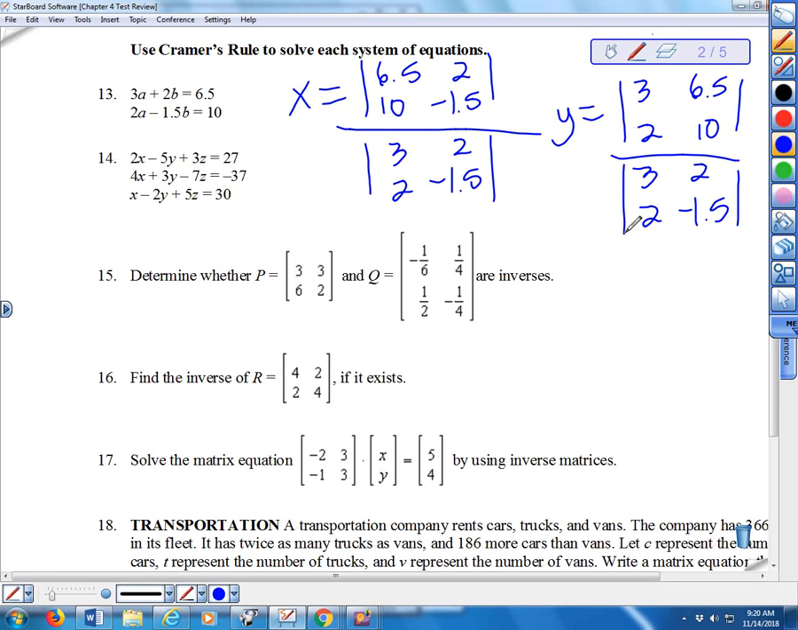Does that make sense? Okay, so I'm going to go to matrix, edit. This time it's got to be a 2 by 2. And I just enter x's: 6.5, 2, 10, negative 1.5. Then I do the same thing: go over to edit, go down to B, make it a 2 by 2, and enter y: 3, 6.5, 2, 10. Do the same thing again, go down to C, make sure it's a 2 by 2, and enter the denominator.